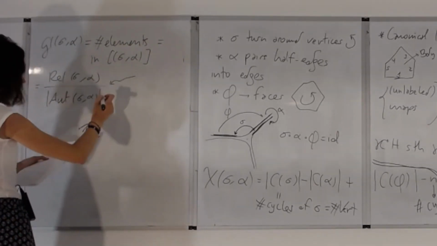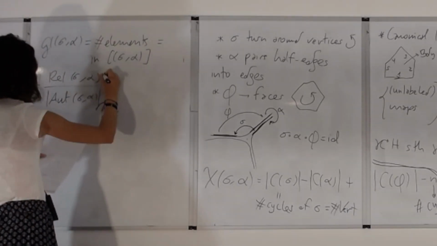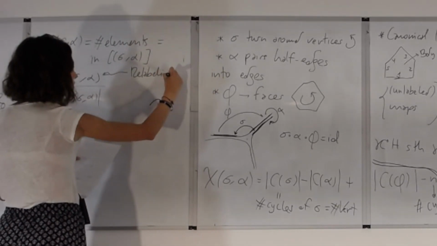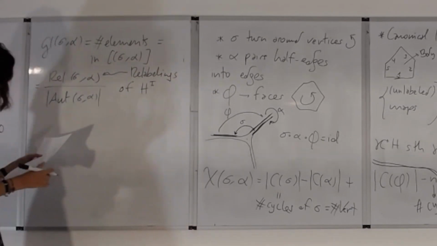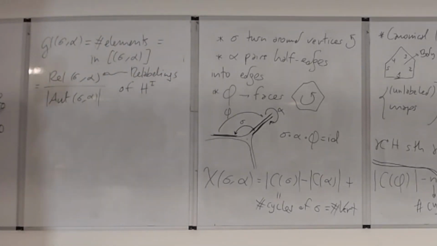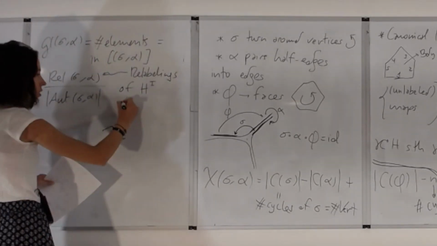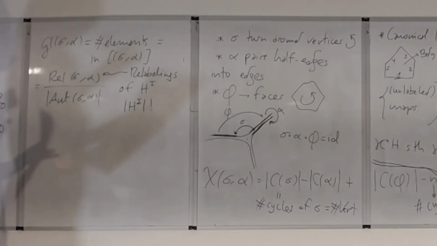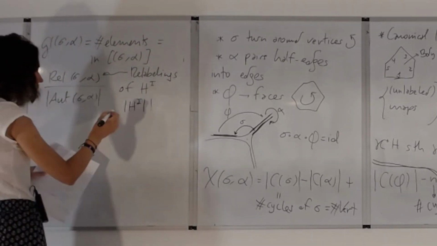I didn't write down what this is. This is just the relabeling of the internal half edges. And for example, if we consider labels in the internal half edges that are completely arbitrary, then this would just be the cardinality of the half edges factorial. But if it's not arbitrary, if you put some rules, then it may be smaller than this. So, okay.